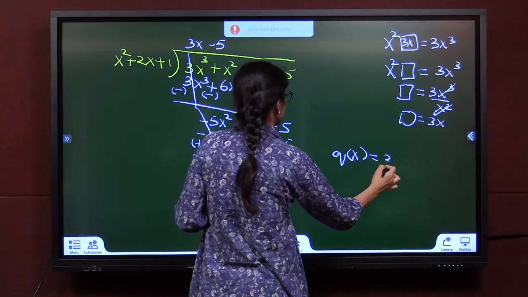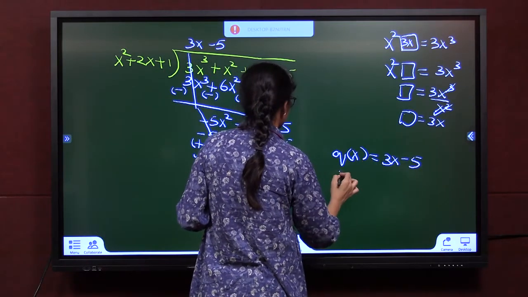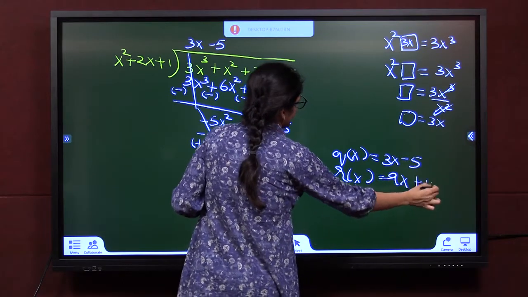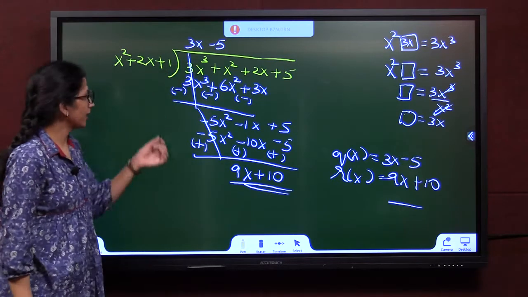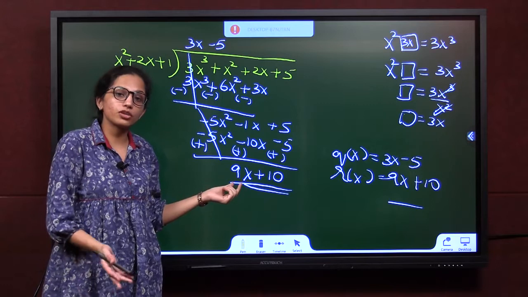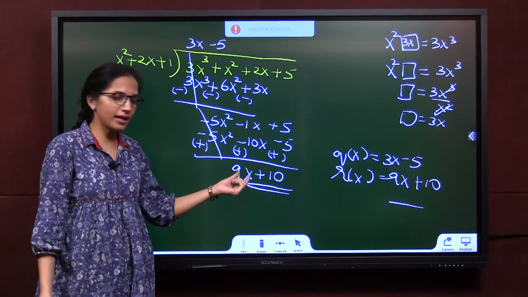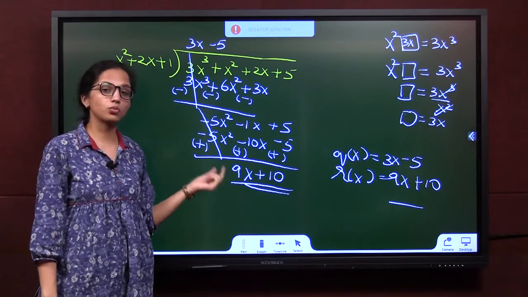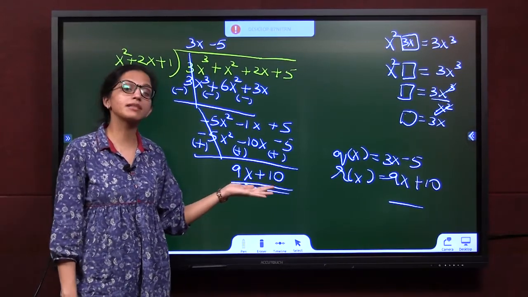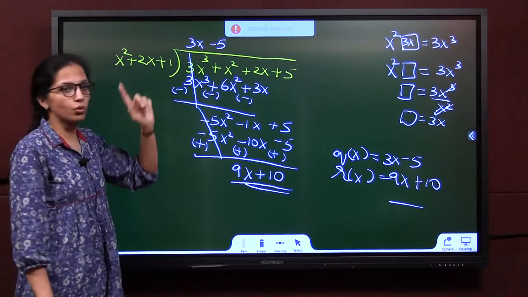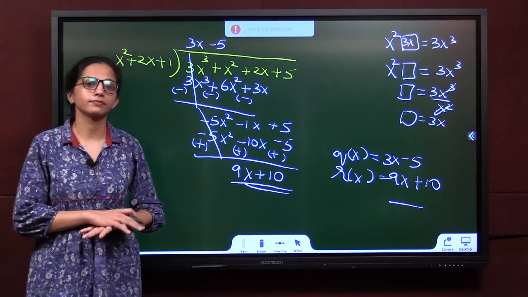Can I continue further? No, I cannot continue further. Why? X square into any other number will give me x square or more than x square, x cube, x power 4, x power 5. I want x. No. For positive whole numbers, it is not possible, which is why when degree of remainder becomes less than degree of divisor, you stop. The degree of remainder here is 1. Here it is 2. Cannot go further.